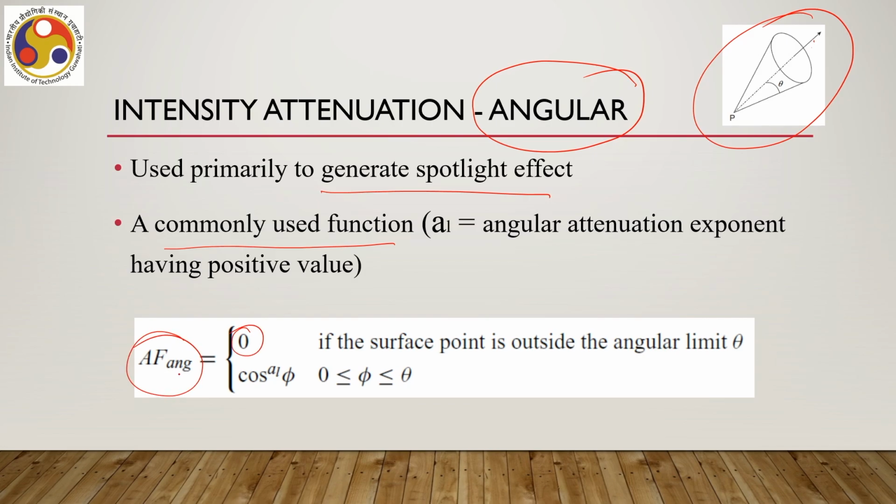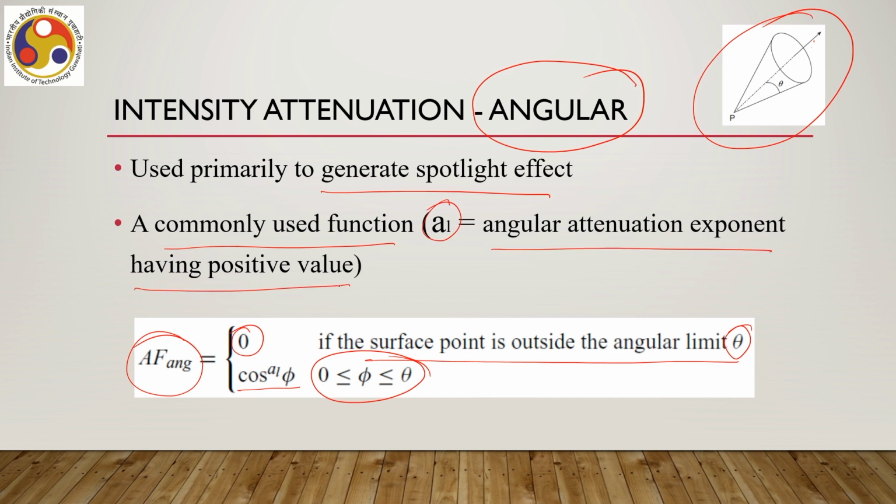It is 0 if the surface point is outside the angular limit theta, that is the range of the spotlight cone, and if it is within that angular limit, then it varies in the form cos^A1 phi, where A1 is the angular attenuation exponent having a positive value, and we can vary this value to have different effects. So, this is for angular attenuation.